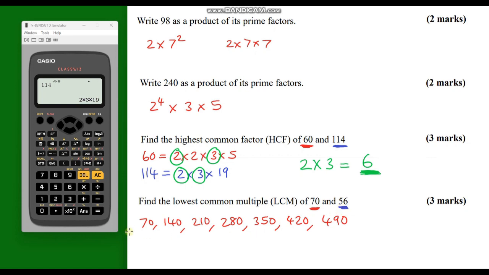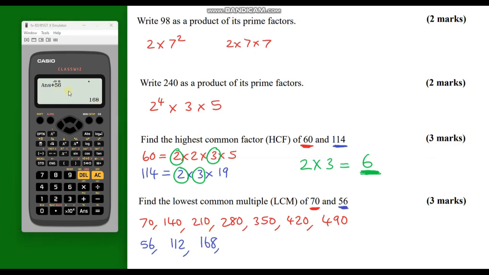Now 56 is slightly trickier. I know what the first multiple is. That's obviously 56. But it takes a bit longer to do it in your head. There is a trick we can do with a calculator. So if I do 56 plus 56, that will obviously give me my next multiple, which is 112. If I press plus 56 again, that will give me my next answer, which is 168.